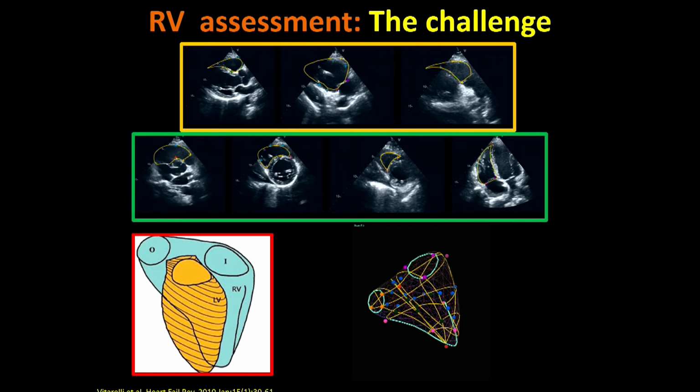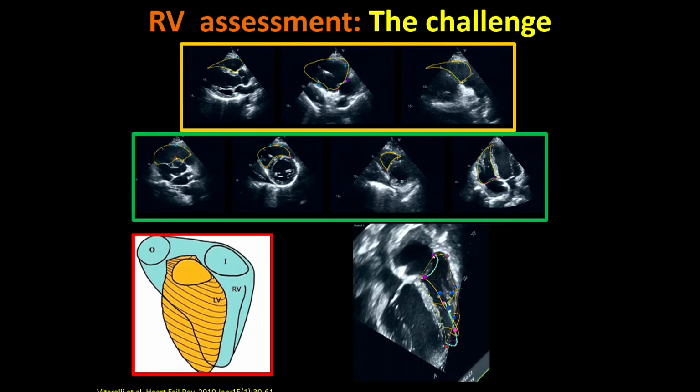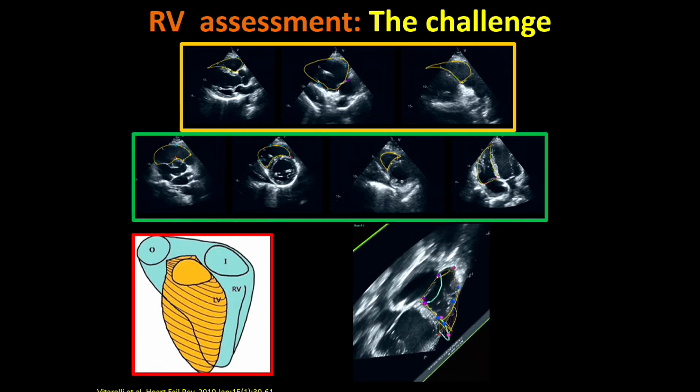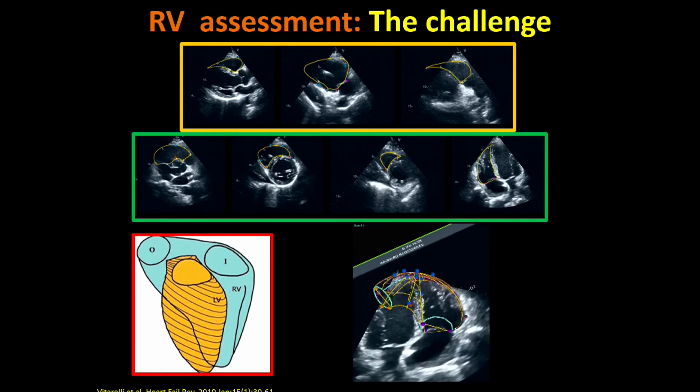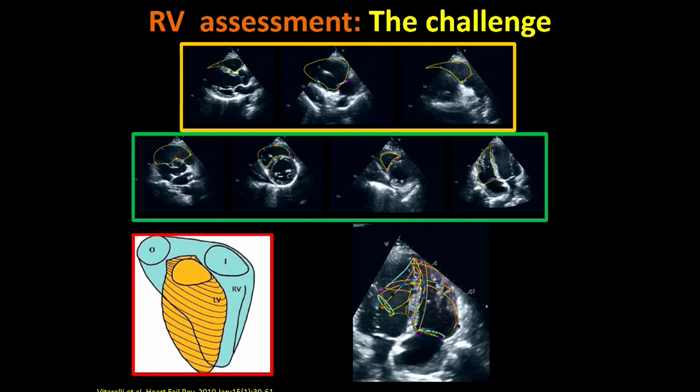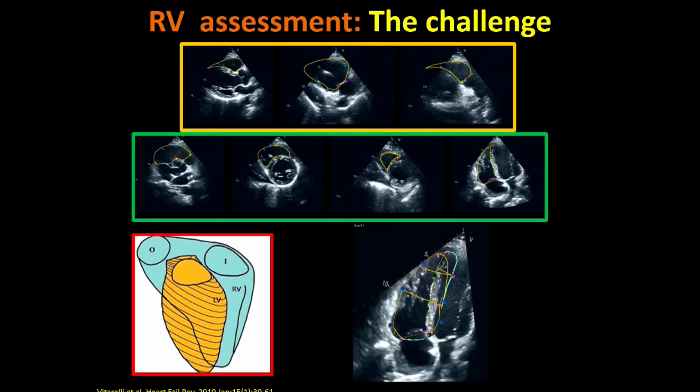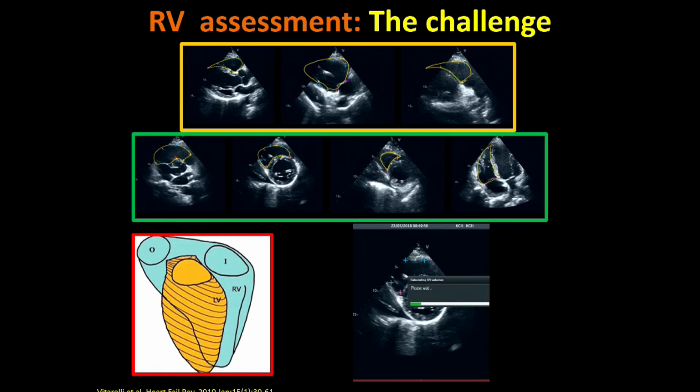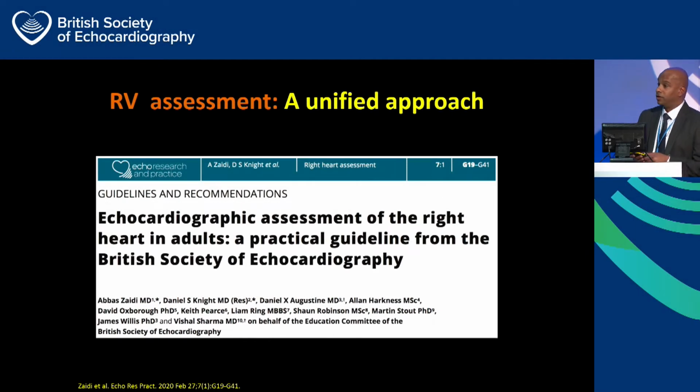By 2D echo, we're unable to give accurate volume or ejection fraction assessment, yet two-dimensional echo is the mainstay of assessment of the right ventricle in terms of most of the modalities that we have. That's why it's important that we have a unified approach to the assessment of right ventricular function. These are the BSE guidelines published a couple of years ago, and I'm sure many of you have seen them. The lead author, Abbas Zaidi, and the team set about writing a guideline to show a systematic approach to assessment of right heart and right ventricular function.